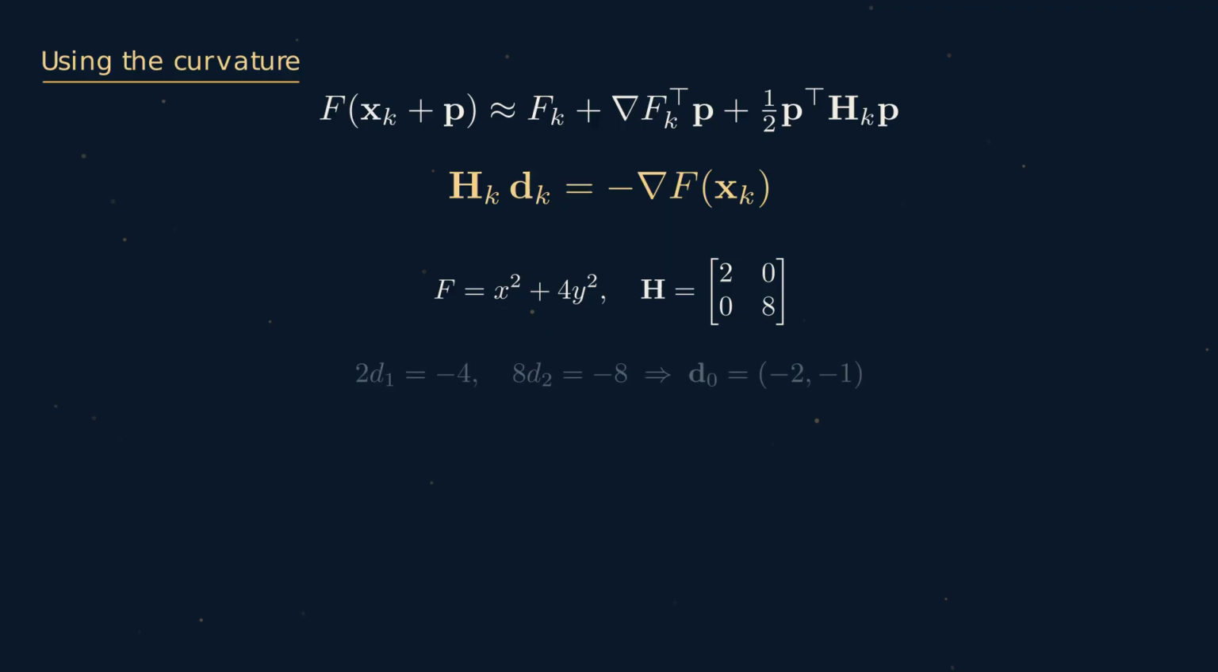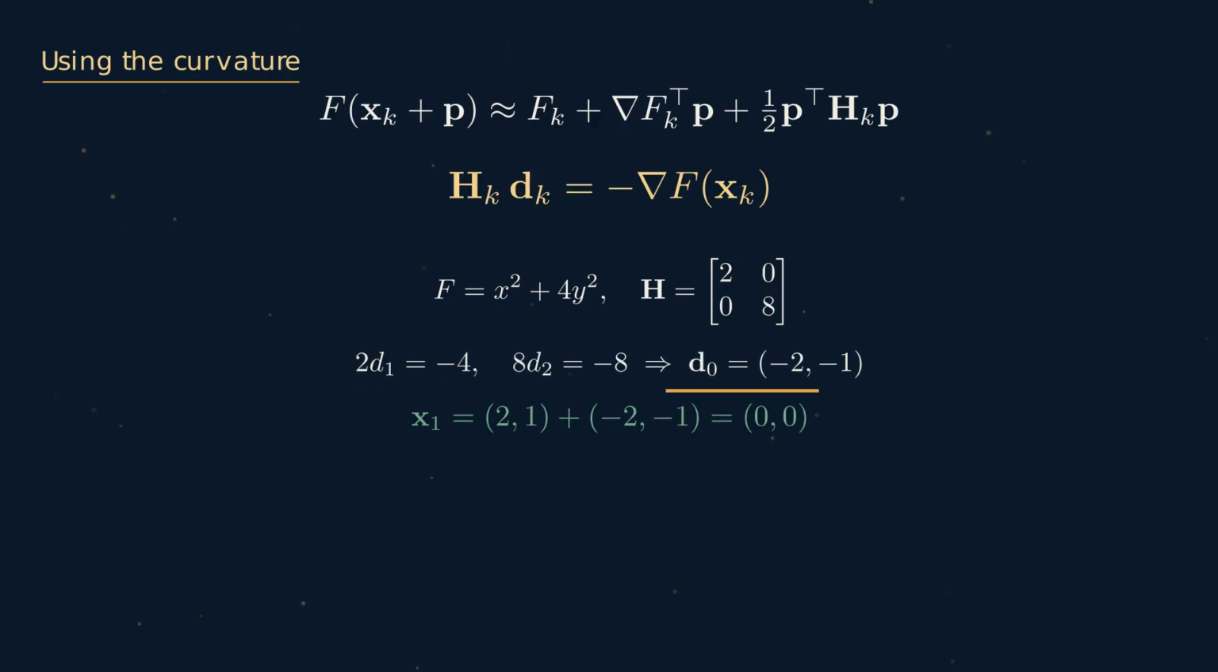Try it on the function we have been zigzagging across. The Hessian is diagonal, the system takes one line, and the step lands exactly on the origin. One step, where steepest descent needed dozens, because for a quadratic the model is not an approximation. It is the function.